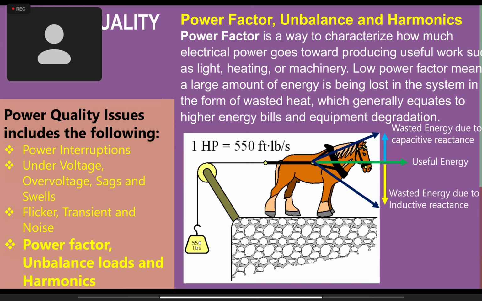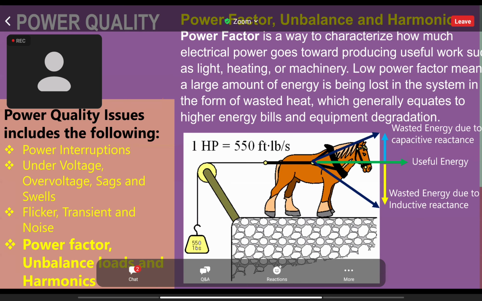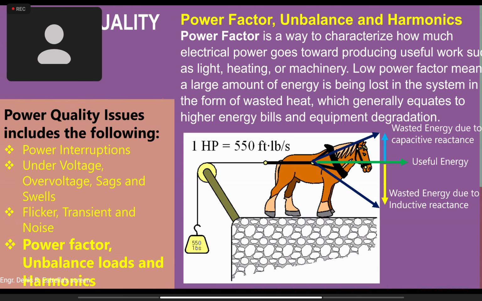So as we have discussed earlier, power factor is a way to characterize how much electrical power goes towards useful work, such as light, heating, or machinery. Now, the low power factor means a large amount of energy is being lost in the system in the form of waste heat, which generally equates to higher energy bills and equipment degradation. So, a simple illustration of how the power factor affects our system.